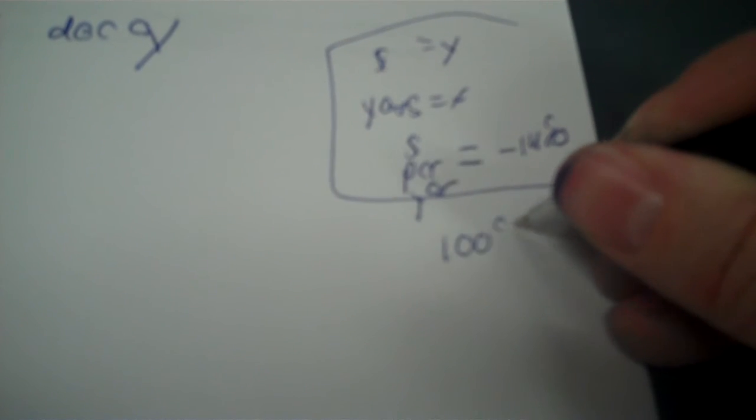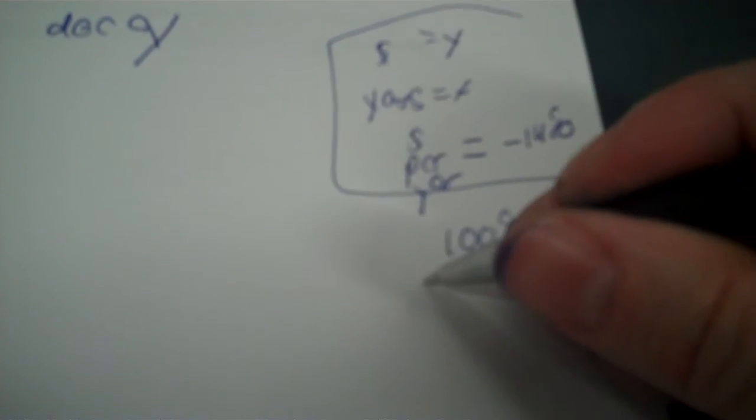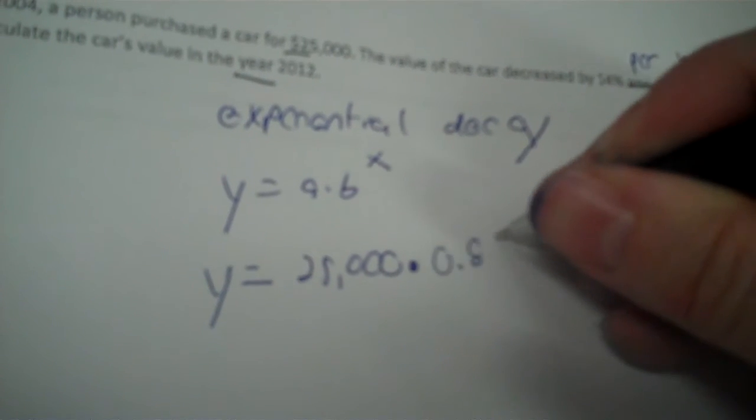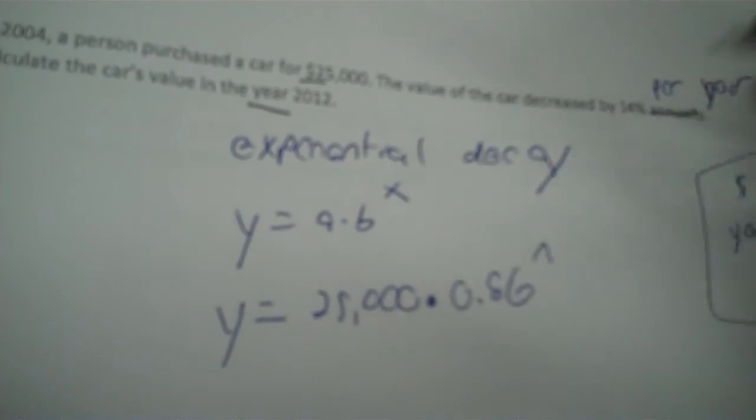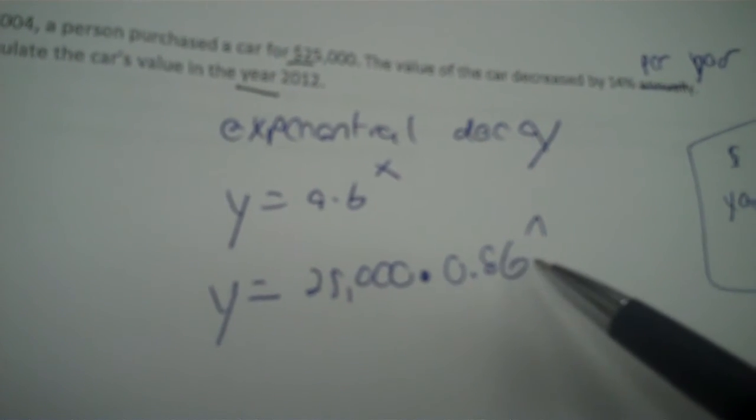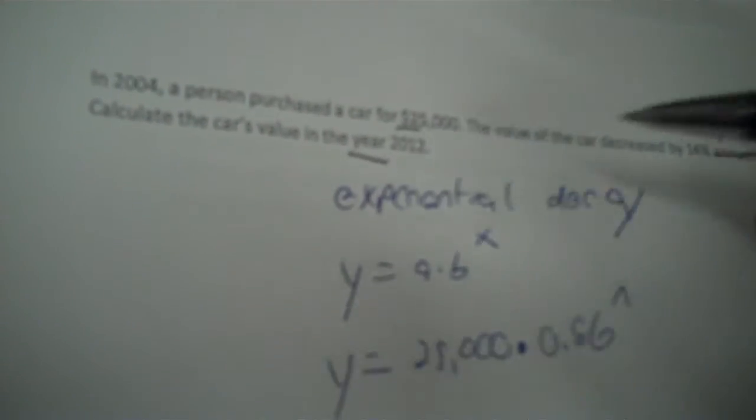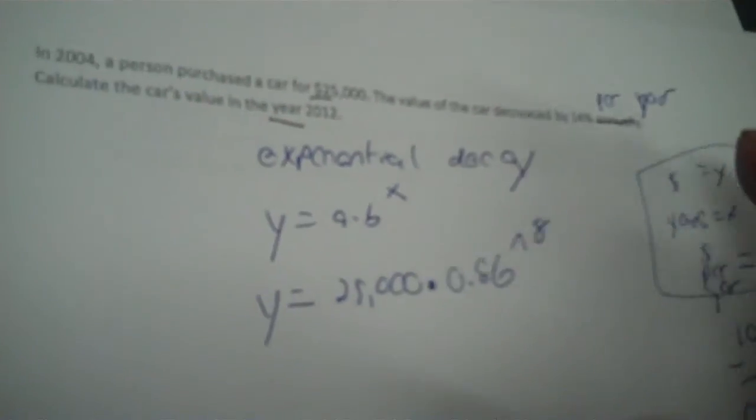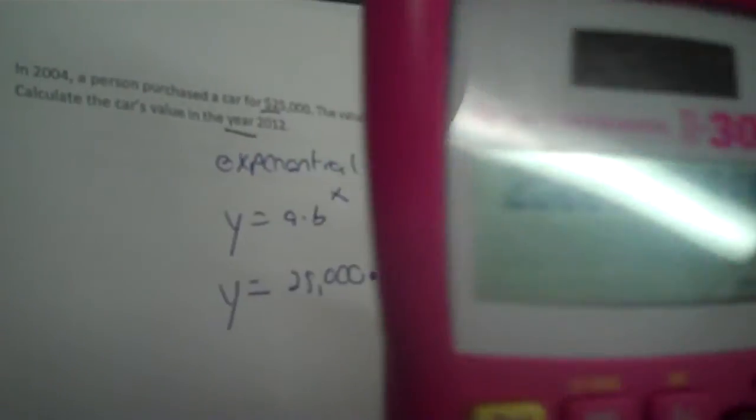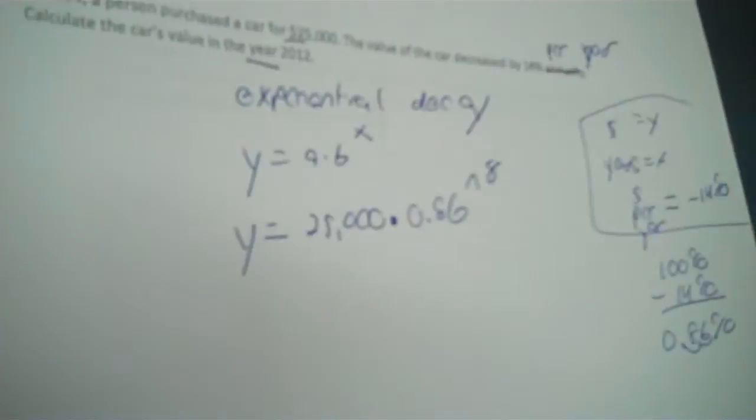So you take 100%, but instead of adding 14, you subtract 14%, and that's 86%. So that's 0.86. That's less than 1, hence it's a decay factor. I'm multiplying this by something less than 1, so it makes that decay. So to the x power, 2012 minus 2004 is 8. Okay, $7,480, and it decayed just like we said it was going to.